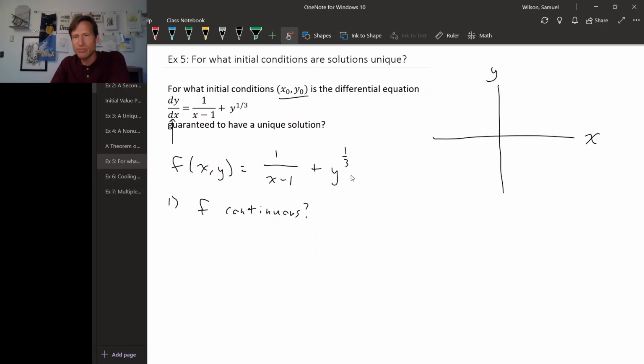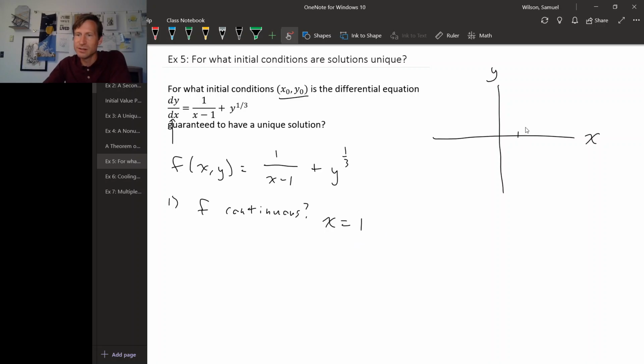The cubed root never goes wrong. You can take the cubed root of any real number. But this first part with the quotient could go wrong. If the denominator is 0, that would cause a problem. And so x can't be 1, because if x were 1, then we'd be dividing by 0. This function is continuous for any other point on the xy plane except points where x is 1.